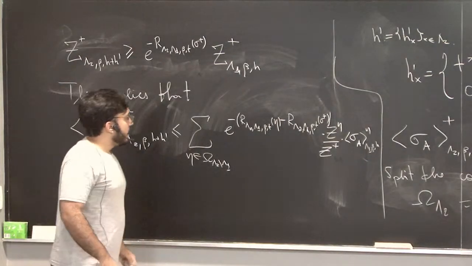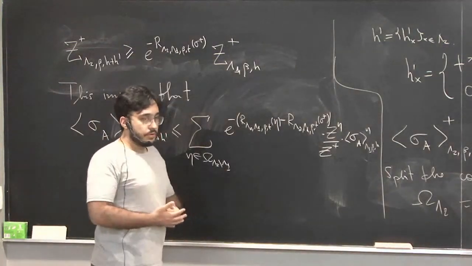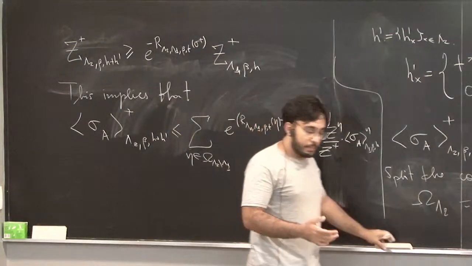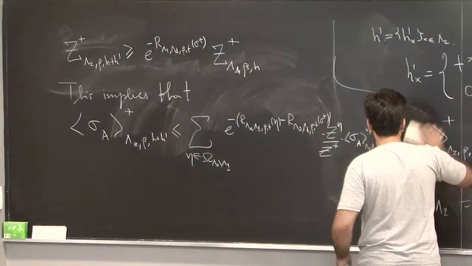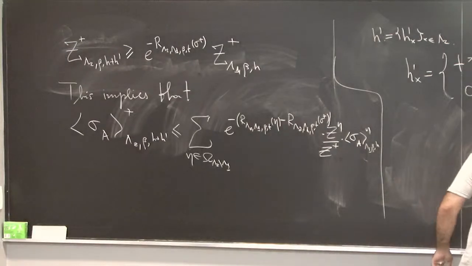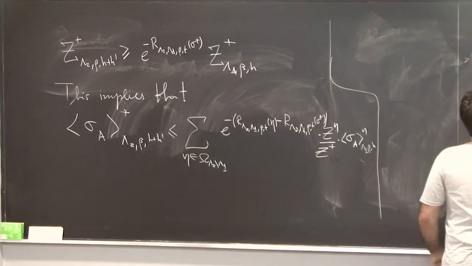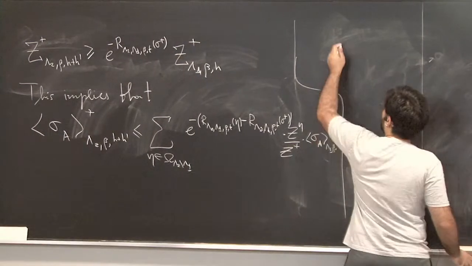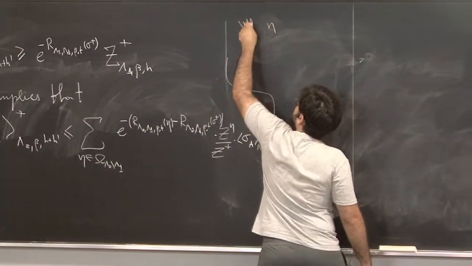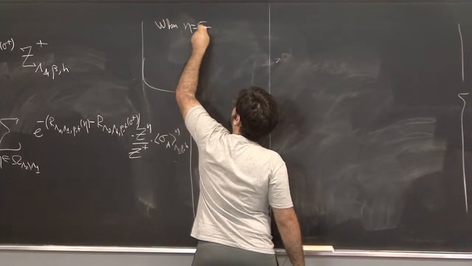So now we have to distinguish two different cases. So the first one, what happens when eta is also sigma plus.